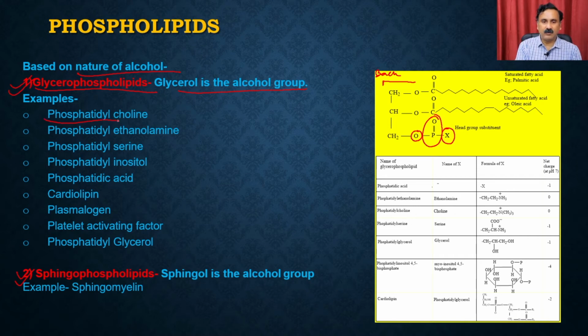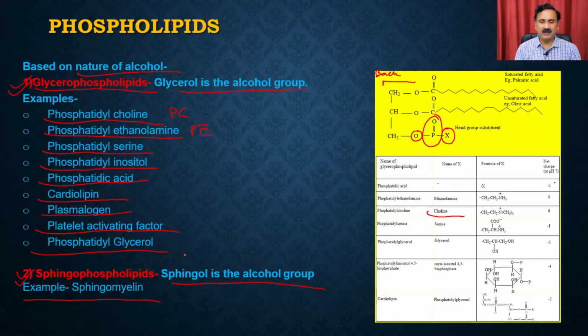You can have the phosphatidylcholine. If the X is replaced by the choline, then it is going to be called phosphatidylcholine. If it is replaced by the ethanolamine, then it is going to be called phosphatidylethanolamine. So this is called PC, this is called PE. Similarly, you can have the phosphatidylserine, phosphatidylinositol, phosphatidic acid, cardiolipin, plasmalogen, platelet activating factor, as well as the phosphatidylglycerol. Similarly, you can have the sphingophospholipids. So in the sphingophospholipid, the sphingosine is the alcohol group, for example, the sphingomyelin. So in this case, you are actually changing the backbone also.